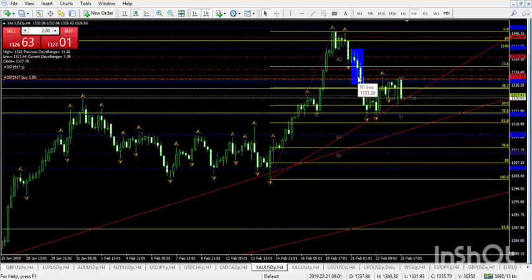So where should I buy? In this area you could have bought easily. That this shadow has opened this body here. The shadow and the body have to be opened. If that doesn't happen, that would be risky.